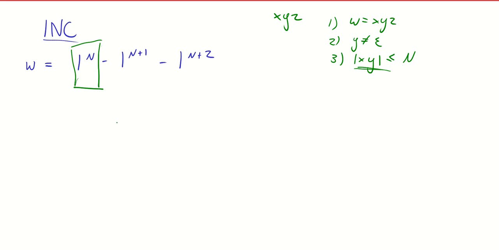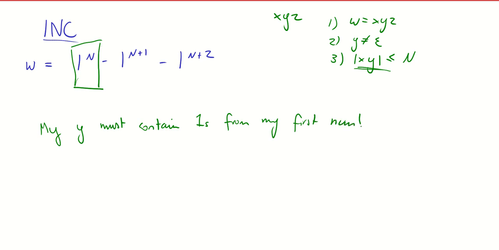And, well, this group of ones only contains ones. So how about we say my Y must contain ones from my first number. And that's my case. So this is actually a really good case. And it turns out that I don't need any more cases in my proof.